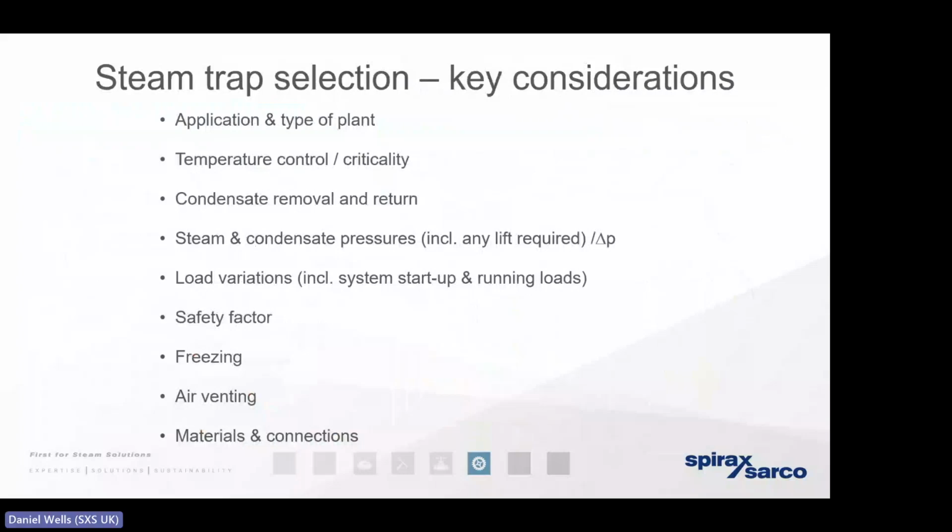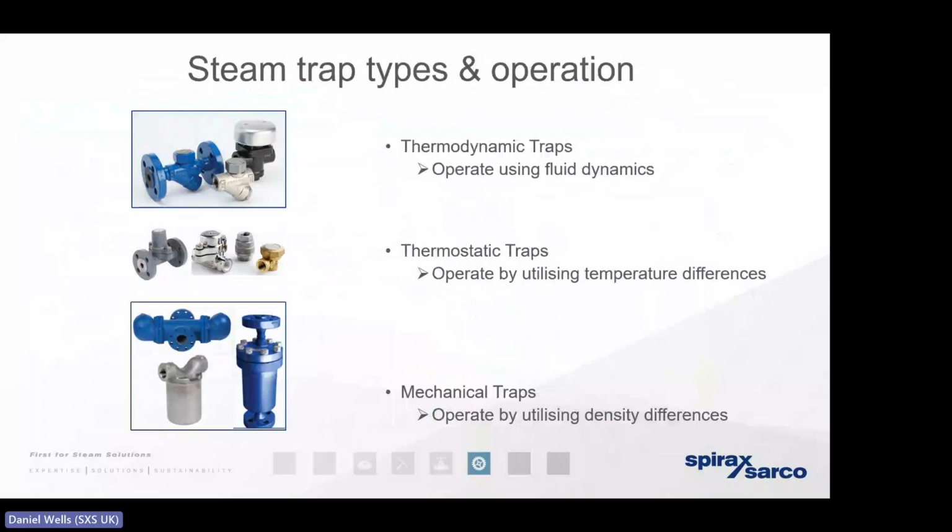One type of steam trap may work perfectly well under one condition, and if the process were to change ever so slightly, it may now mean that that steam trap is no longer suitable and it could be susceptible to failure. So the different types of steam traps, they would typically fall into 3 different categories. We've got the steam traps that work on the thermodynamic principle, the thermostatic principle, and the mechanical principle.